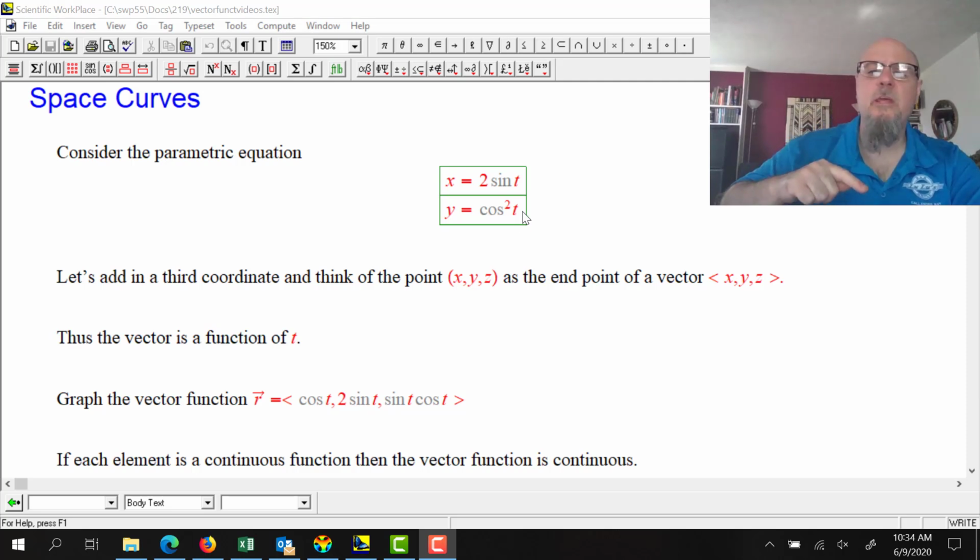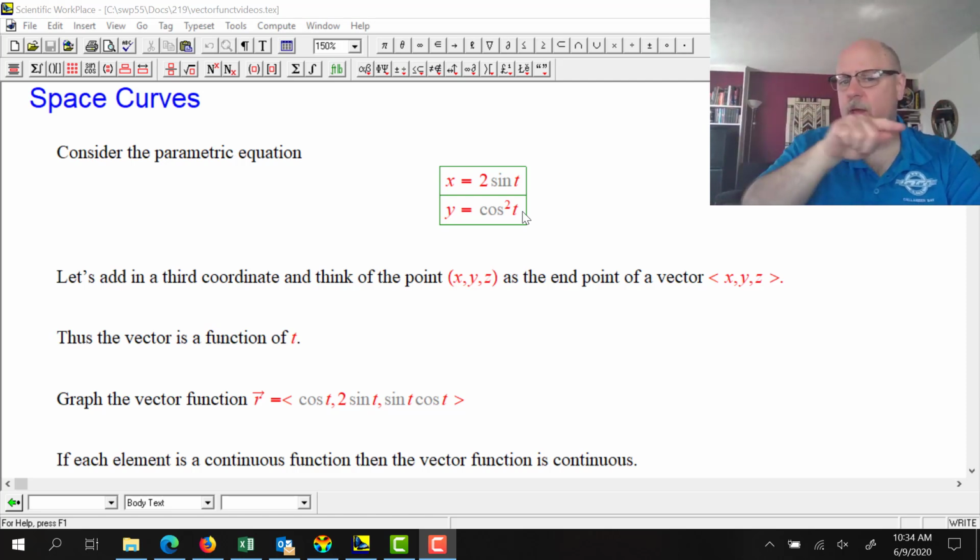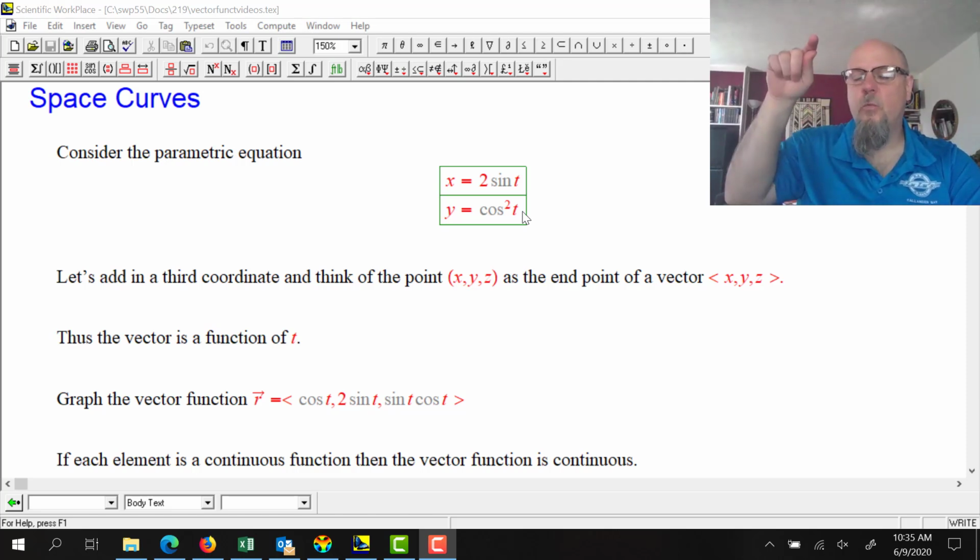Now, the x-coordinate keeps going up to 2 and down to -2, up to 2 and down to -2. And while the x-coordinate's going this way, the y-coordinate's going from 0 to 1 to 0 to 1 to 0 to 1.